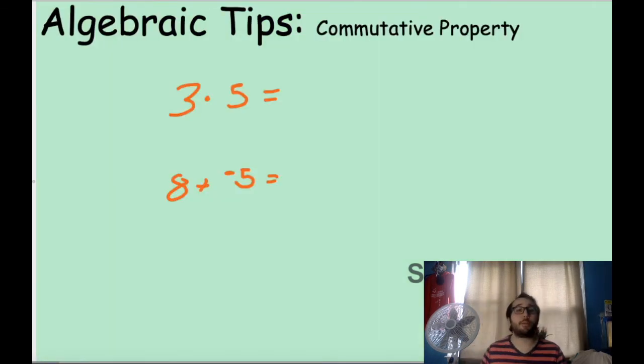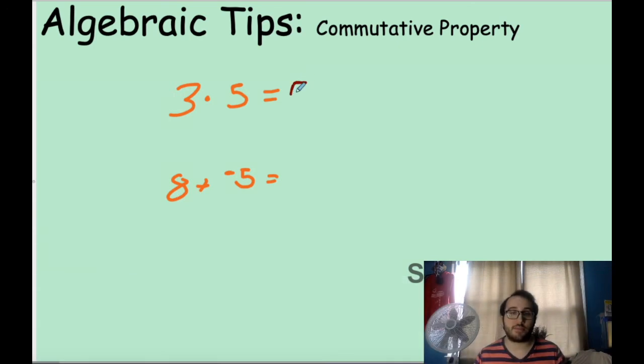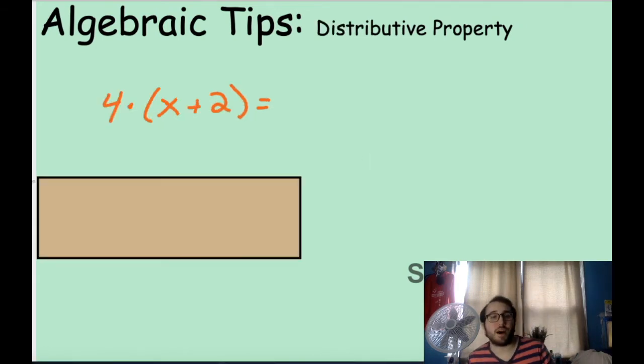Okay, so algebra tip number 1 is the commutative property. Now the commutative property says this, that if you have two terms, which we'll talk about what terms mean in a little bit, but for now let's just talk about numbers. If you have two numbers that are being multiplied together, you can rearrange the order. So 3 times 5 is the same thing as 5 times 3. Okay, or if you had addition, if you have 8 plus, let's say, negative 5, that's the same thing as negative 5 plus 8.